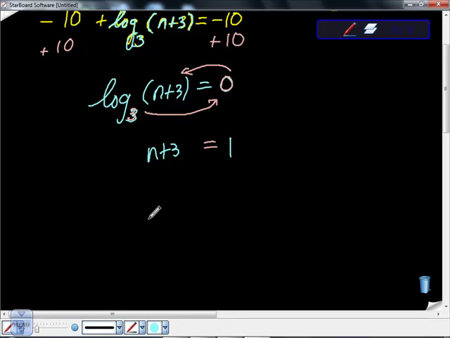Now what? Subtract 3 from both sides, so we get n is equal to negative 2. So here's our answer, n is equal to negative 2.